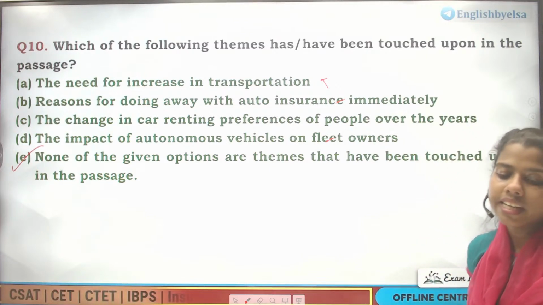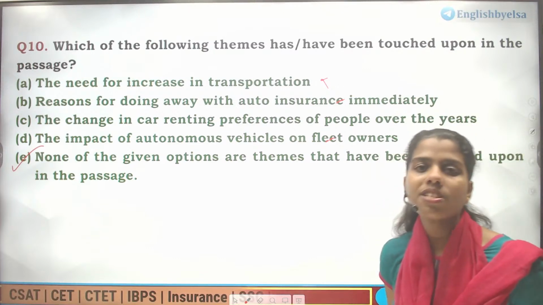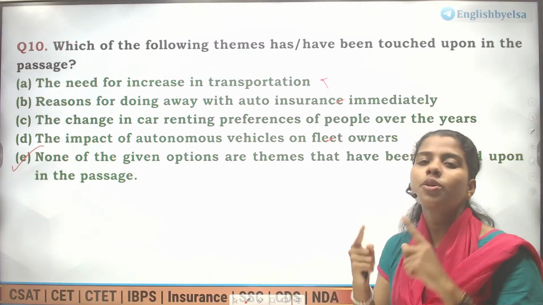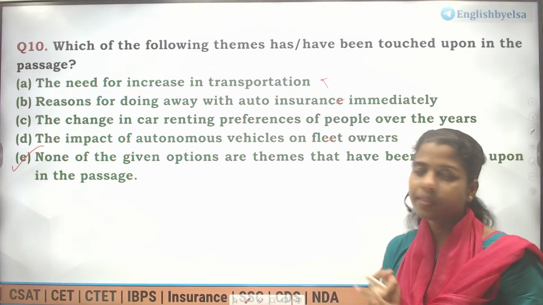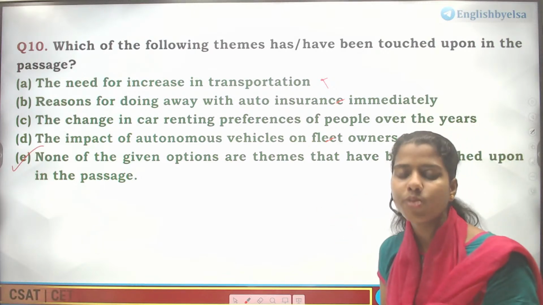For question number 10 also, my option is option E. Because when I give a theme to a passage, the whole passage should be dependent on that theme. That is not applicable in this case. That is why my answer is option E.